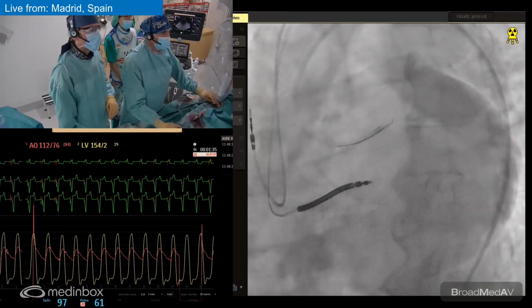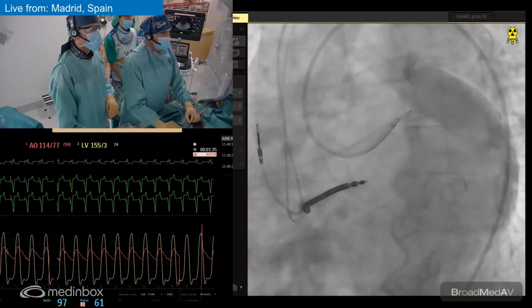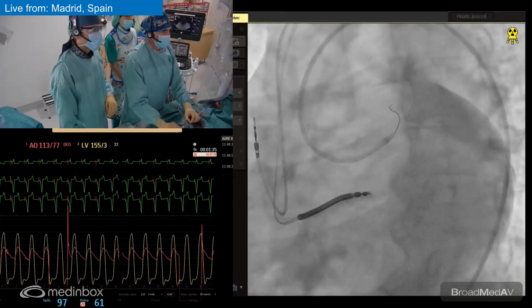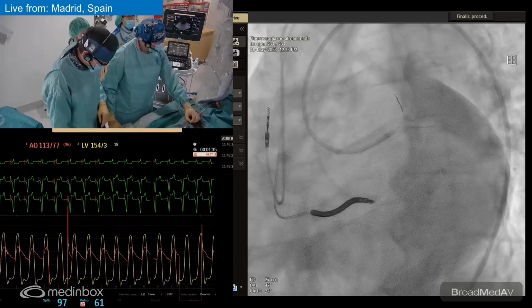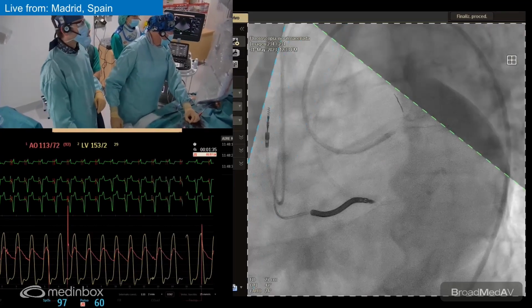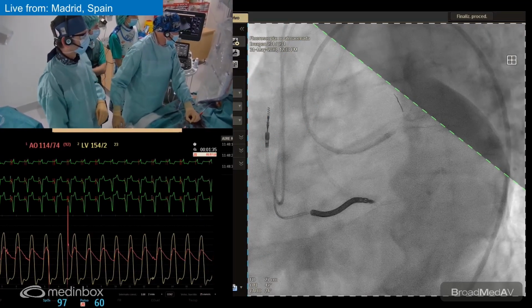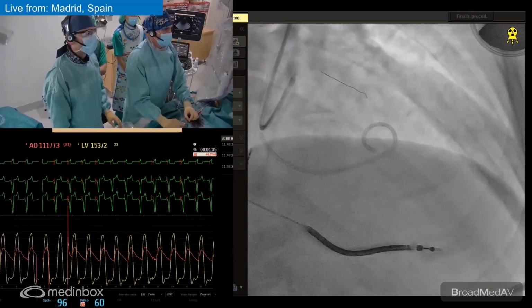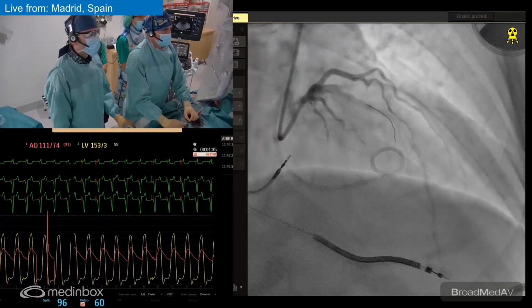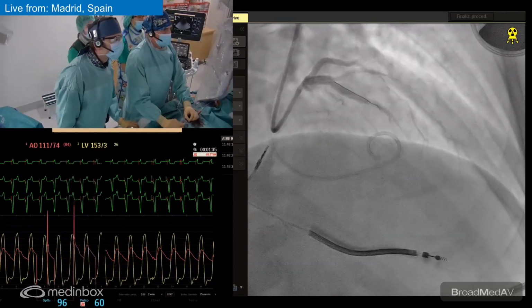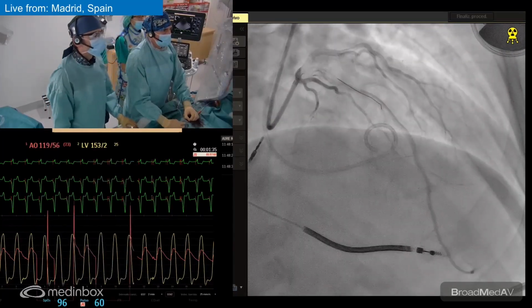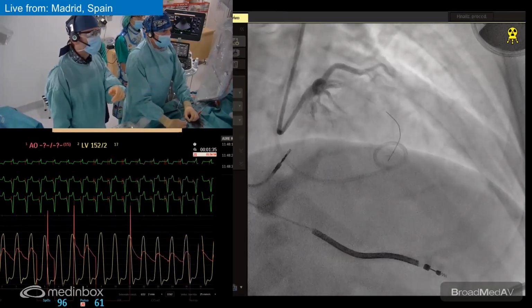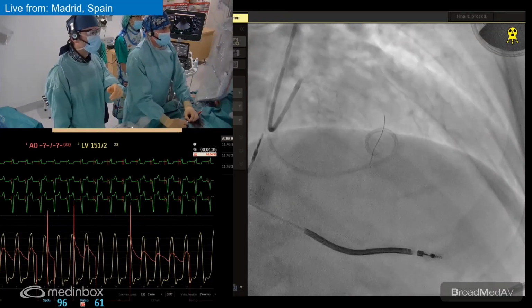The guiding catheter is not helping us so much. There you are. Perfect. Cranial view. Probably, no? No, this is the next one. It's the next one, yeah. Yeah, there. I think you are in the distal part of the bifurcation. You are there, I think.